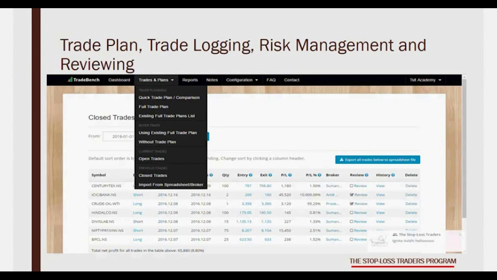Yes. So we have a web-based software which helps us with planning our trade logging, risk management, and reviewing it, right? It also gives you your performance details, to understand if you are doing a business.